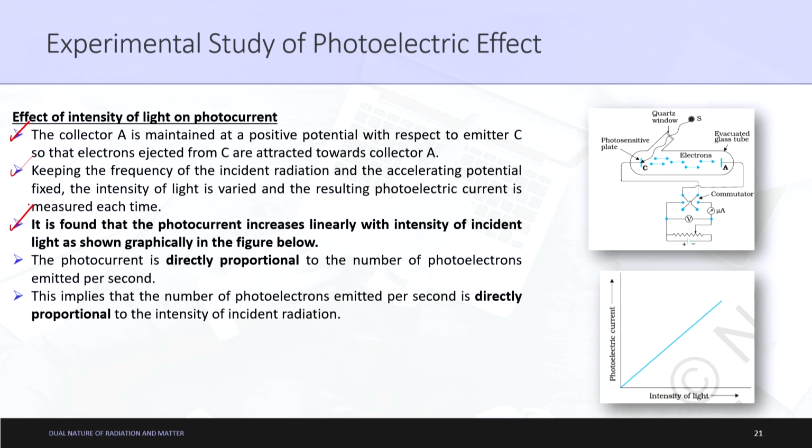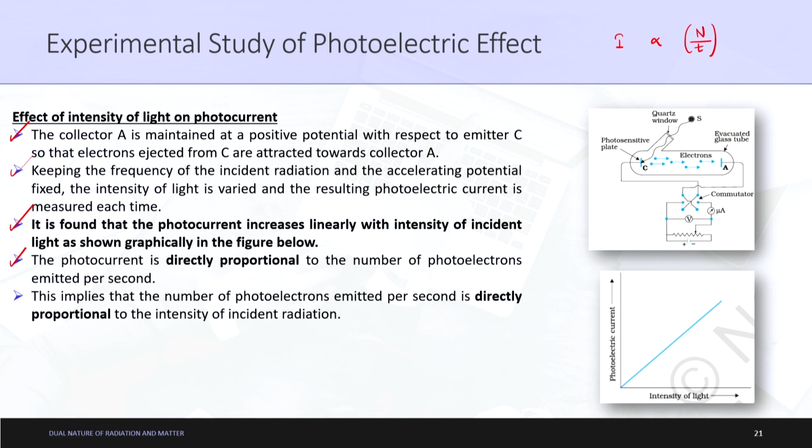So it is found that the photocurrent increases linearly with intensity of incident light, as shown in the figure below. The photocurrent is directly proportional to the number of photoelectrons emitted per second. This is just to explain what the photocurrent depends upon. So photocurrent I is directly proportional to the number of photoelectrons emitted per second, N upon T. This is one of the conclusions we got till now.